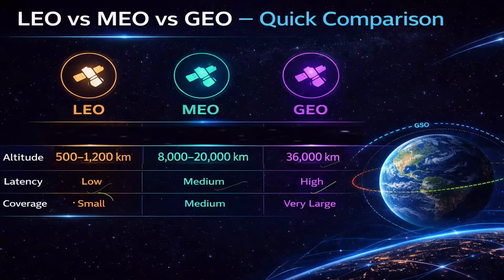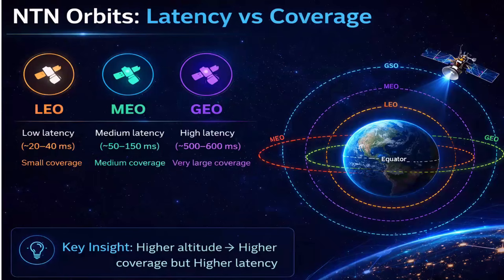Coverage is also dependent on the orbit you're using. In case of LEO, coverage is small. In case of MEO, we have medium coverage. And in case of GEO, we have large coverage. So again, LEO, MEO, GEO: in LEO we have low latency, in MEO medium latency, in GEO high latency, right? As we move towards higher altitude, we get higher coverage, but higher latency.